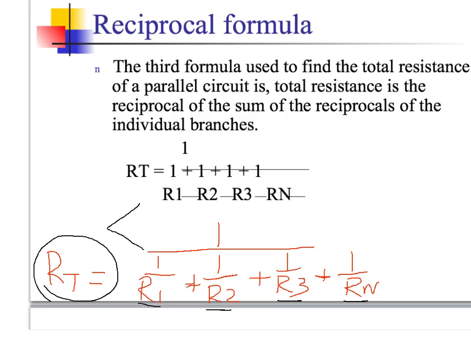You're going to ultimately end up using your brackets, and so you'll put this information in brackets so that the calculator does that operation first, and then it will divide it by 1, and you will ultimately end up again with our resistance total over here.